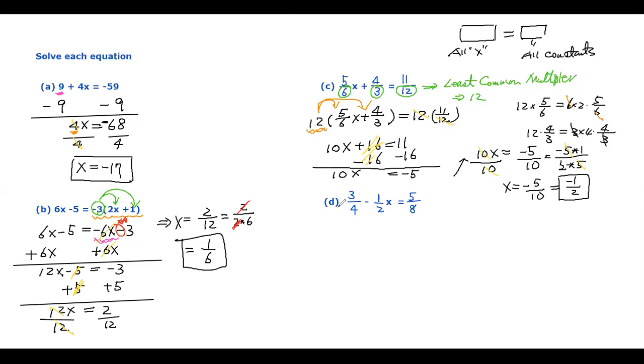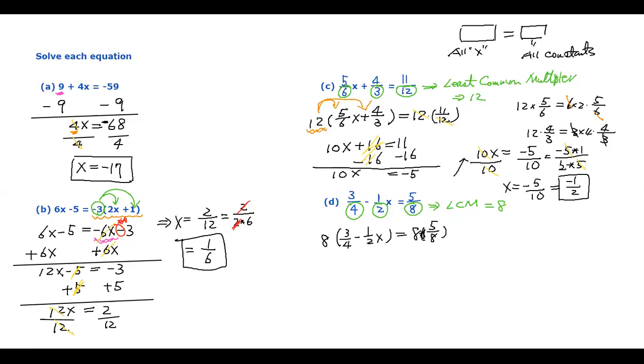Okay, next problem D, we have this is my denominator, this is my denominator, this is my denominator. So I need to find the least common multiplier. So the common multiplier for this one is what? Is 8, right? So that means I'm going to times 8 on both sides. Okay, so let's try it one more time. So this is 8 times 3/4 minus 1/2 of x. So the same thing, you times 8 on the right-hand side, right? So like this.